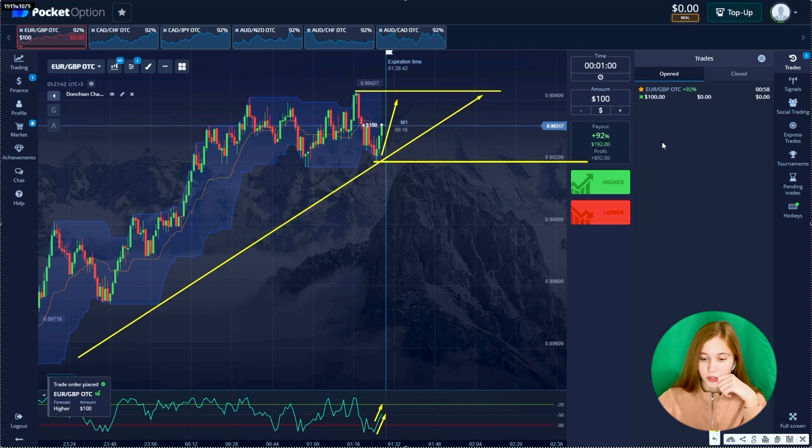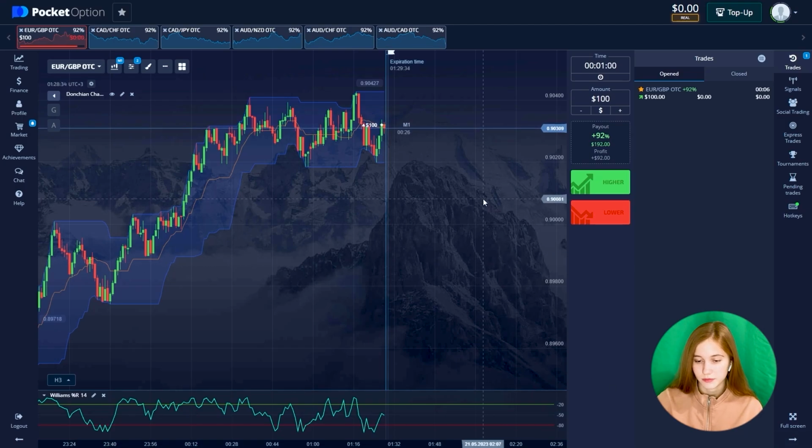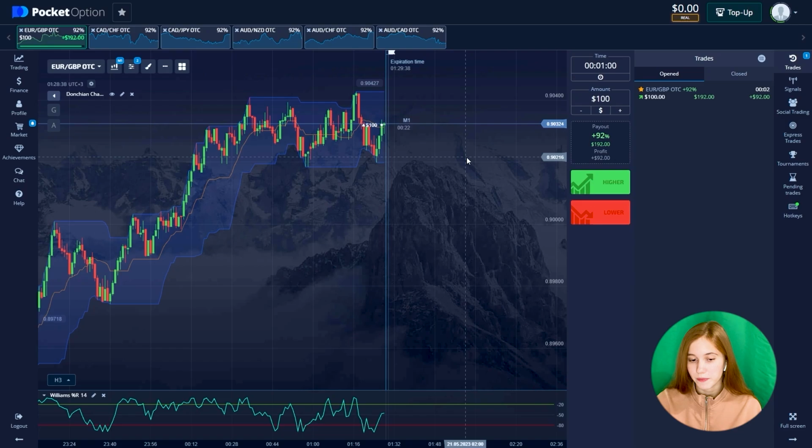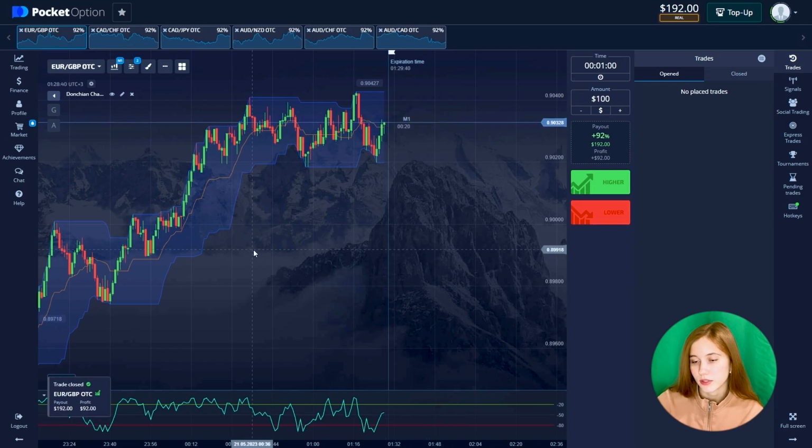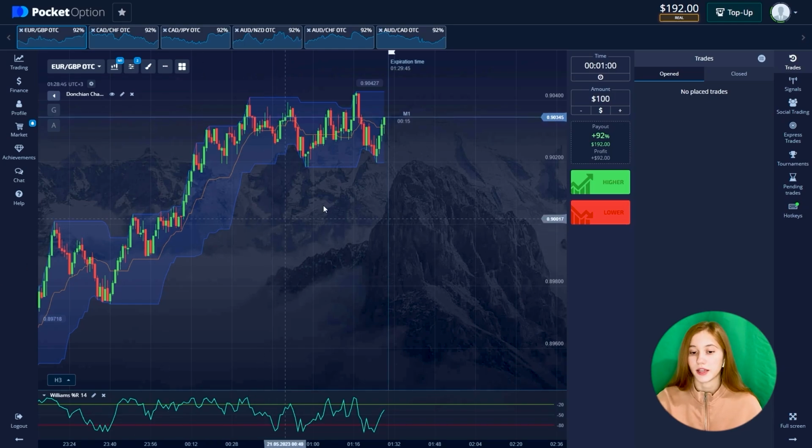Let's see by our chart. 4 seconds left until the end of our deal. So this deal closed in profit. The total profit was $92. Our balance is already $192. So let's move on.